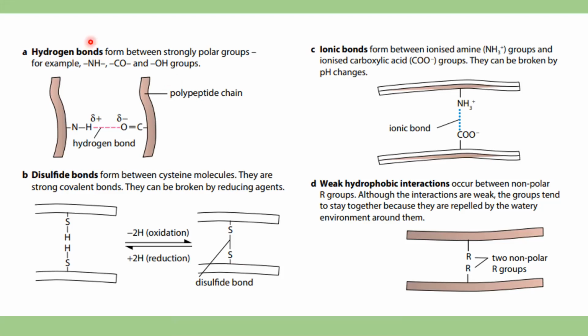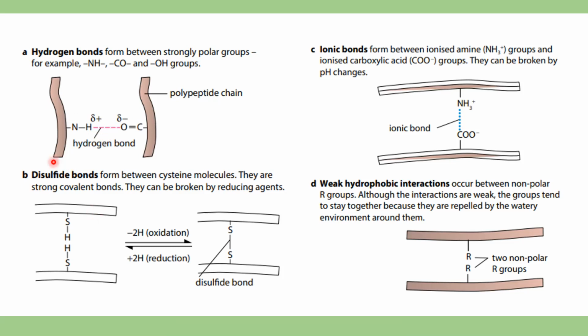So you can simply see the hydrogen bonds, they form between strongly polar groups. Okay, so strongly polar generally is the same NH and CO, and OH. So they have shown you the bonding here. Because hydrogen is slightly positively charged, and the other atom is slightly negatively charged. So we have this hydrogen bond there.